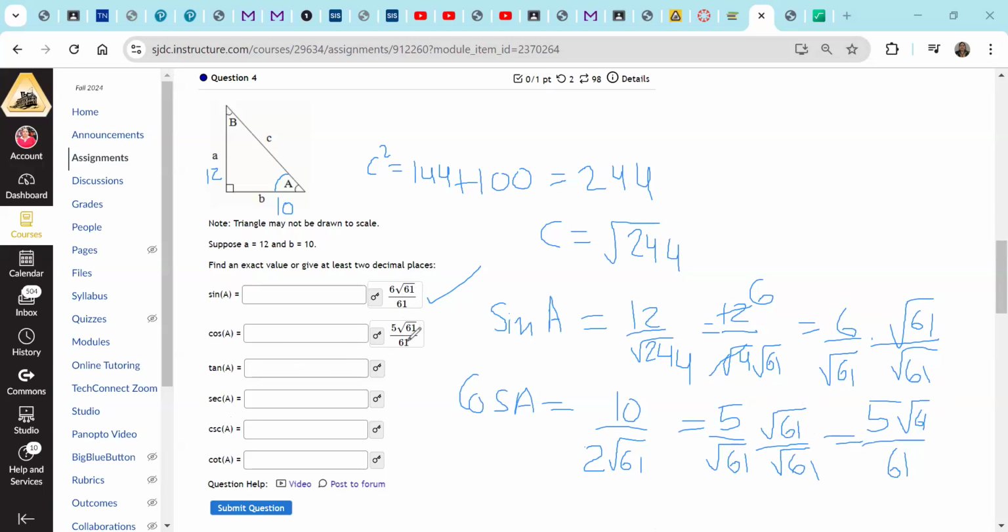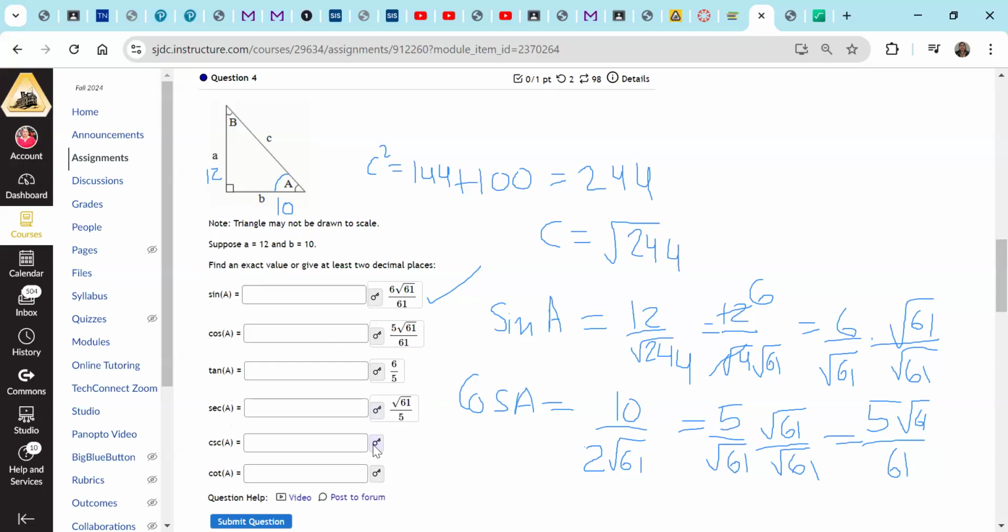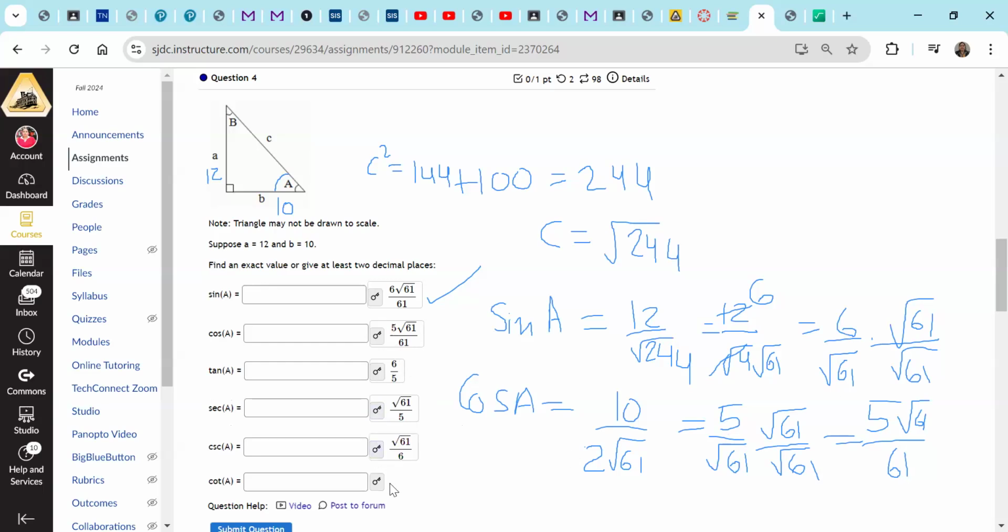Tangent is sine over cos. So if you divide these two, it will be 6 over 5. Then secant is opposite of the cos. So 61 over this, and then you again rationalize, or square root 61 over 5, that will be. Cosecant is opposite of the sine, so square root 61 over 6. Cotangent is opposite of the tan, so 5 over 6. That's how you figure this one out.